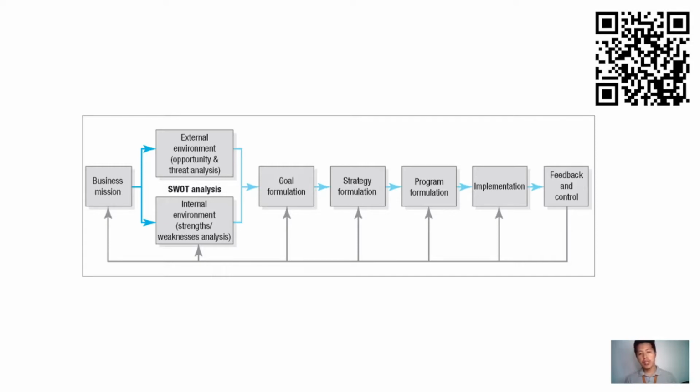Then we formulate goals, we formulate strategies, and then we formulate specific programs in order for us to arrive at a certain goal, and then we implement. After implementation, we get feedback and control and go back to the business mission, to see whether or not the business mission is achieved. If it's not achieved yet, we go back again to SWOT analysis and so on. The cycle never ends.